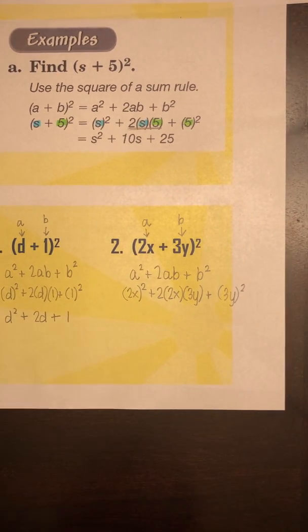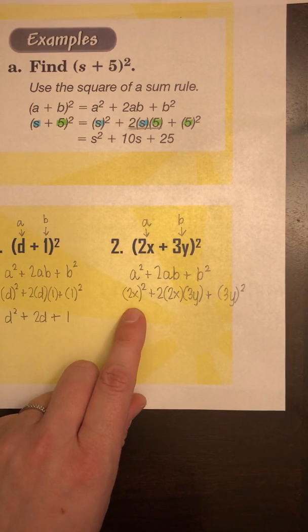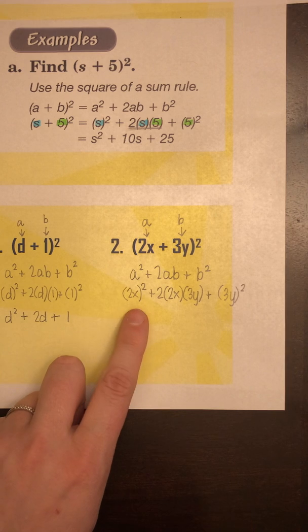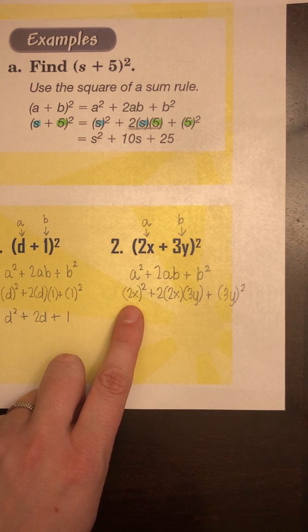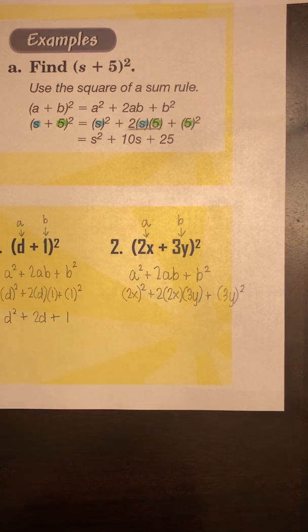So again, all I've done is taken out the a and replaced all of the a's with a 2x. I took out the b's and replaced them all with a 3y. Now notice I put parentheses here. This is going to make the difference because when you square this, you're not just squaring the x, you're also squaring the 2. That's why it's important to put those parentheses there.